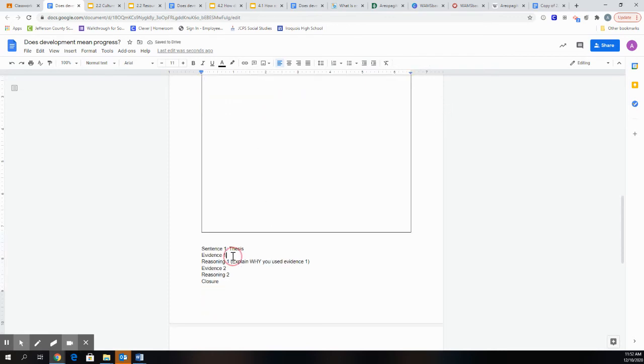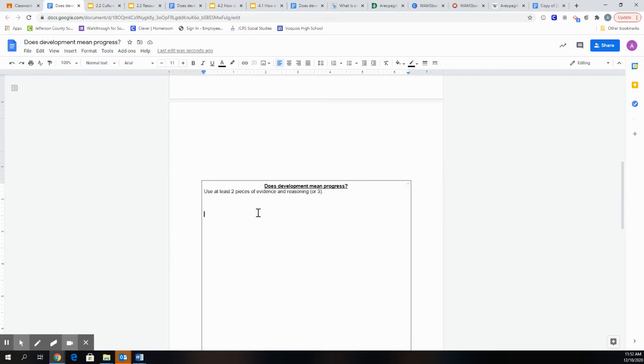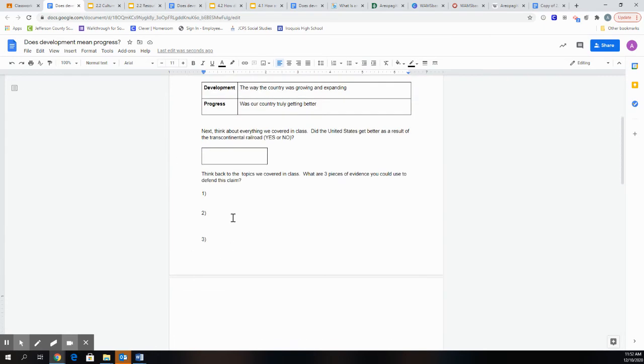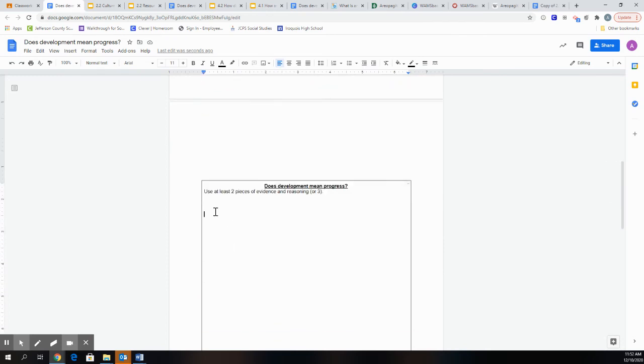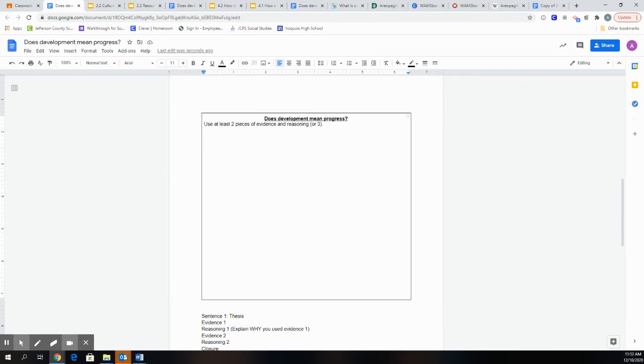Then you're going to use your first piece of evidence. So you're going to take this piece of evidence right here, evidence number one, and put it down here. That's your first piece of evidence that you're going to use. It can be, well, yes, development means progress because of all the money that was being made. And then you go back, pull your piece of evidence that talks about the millions and billions of dollars that were being made, and put it down here. Then explain. Your reasoning is going to explain why is that a good thing? Why is that helpful to our country?